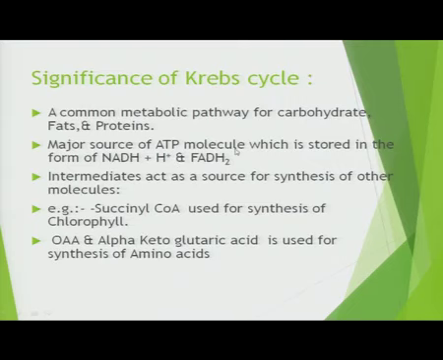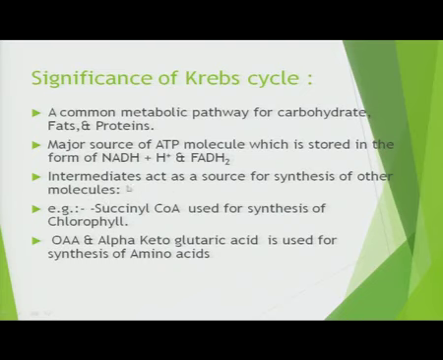Major sources of ATP molecules are stored in the form of NADH plus H plus and FADH2. We have already seen that NADH and H plus is formed in various steps of the Krebs cycle, and FADH2 is also formed. Both are coenzymes. These coenzymes are reduced, and they further oxidize and release ATP molecules. NADH plus H plus releases 3 ATP, and FADH2 releases 2 ATP, which we have to see in the next session.